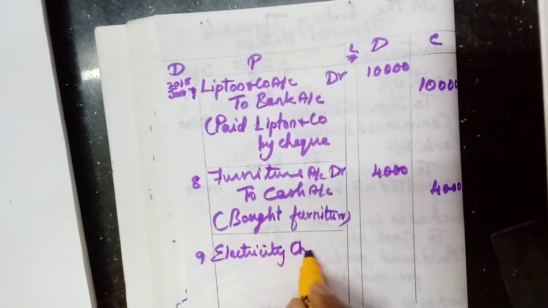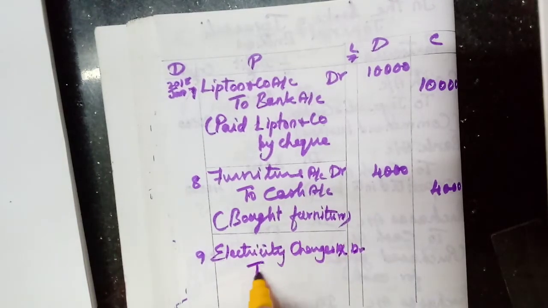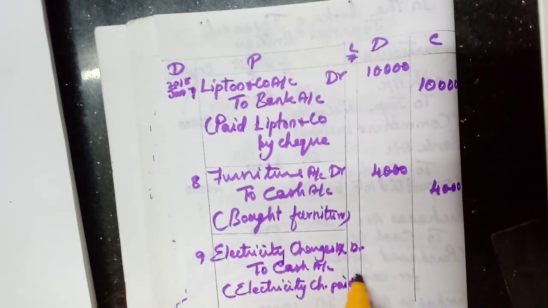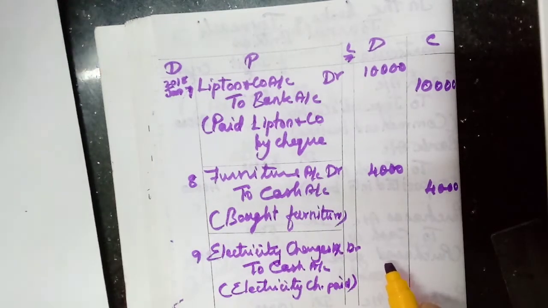Electricity charges account debtor to cash account. Electricity charges paid. You write fully. Amount is 1,000.